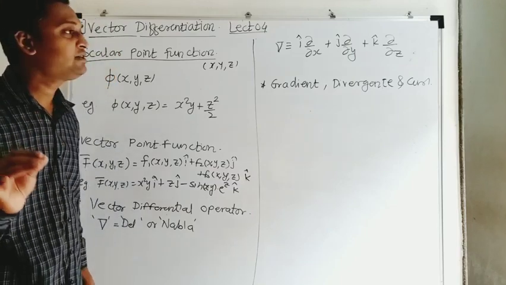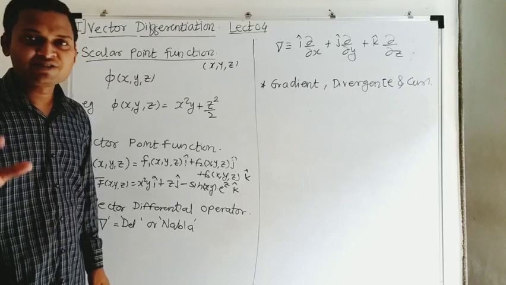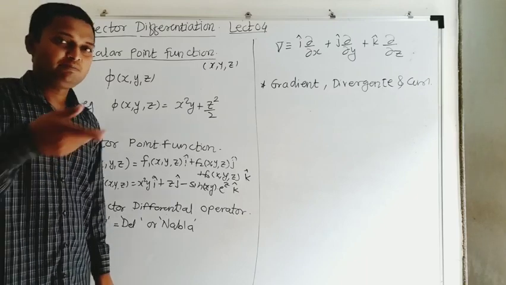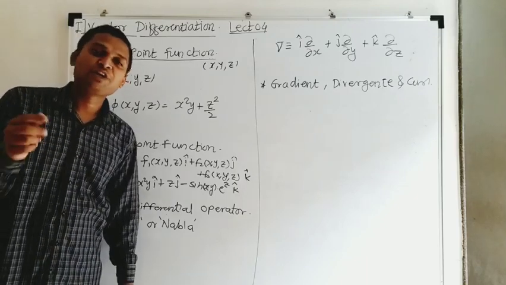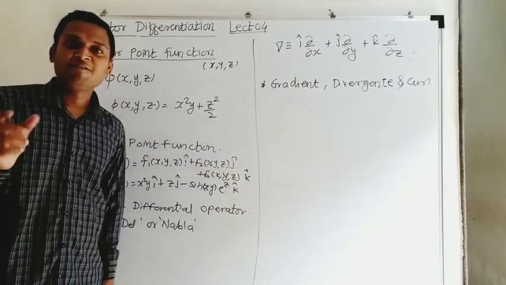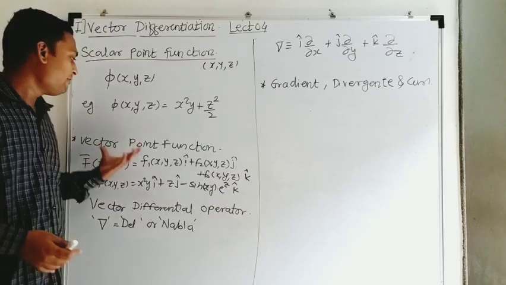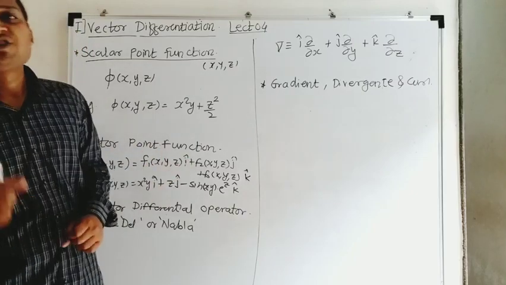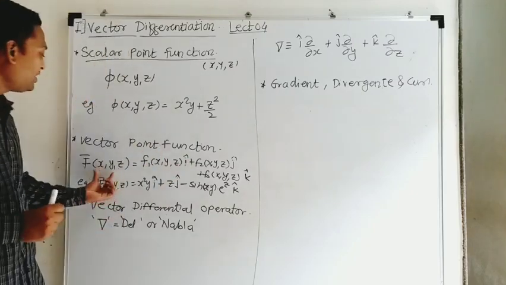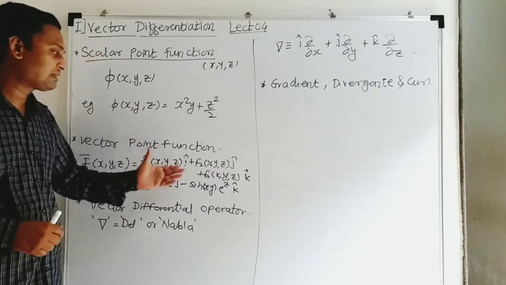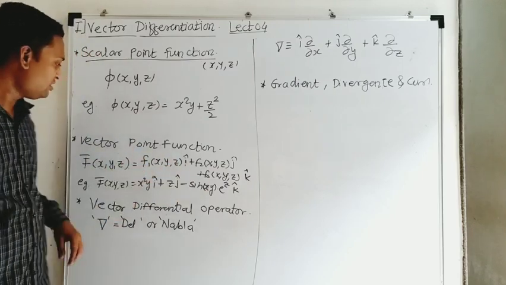They are not numbers, and they are not functions of t. In the previous lecture we saw vector functions where the coefficients of i, j, k are functions of t. They are purely vector functions of one variable. Here we have a vector point function whose values depend upon the point in space, and that point is nothing but x, y, z. So this is like a surface in three-dimensional space.